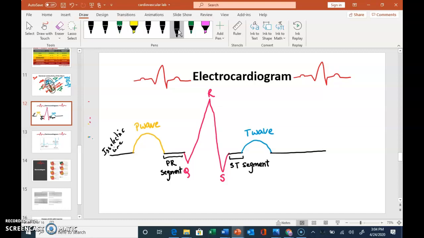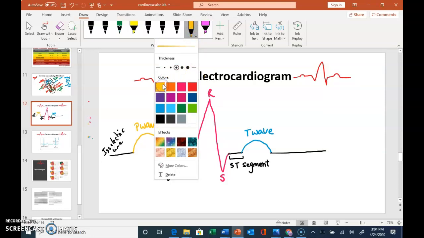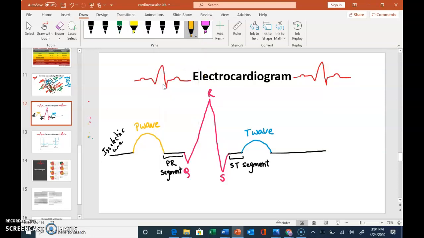Isoelectric line. Okay, so first in the ECG, you see a P wave. Do you see that in yellow? A P wave represents atrial depolarization. So atrial depolarization is denoted by the P wave. This is when the atria is getting depolarized by the action potential generated at the SA node. That's the atrial depolarization. This is followed by a short segment called the PR segment.